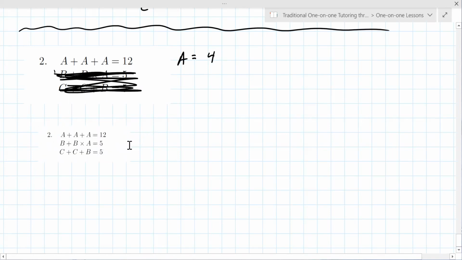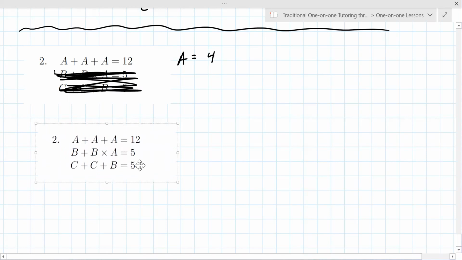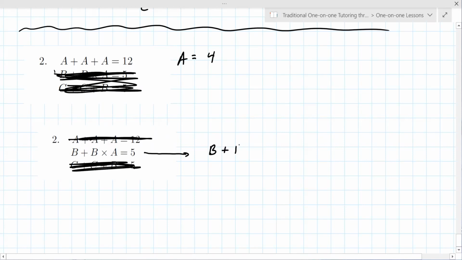Now that we have our given information here, the second line. There's too much going on here, so you've got to just cross those out. B plus B times 4 equals 5. Why did I put 4 there? Because a is 4. So B times 4 is 4B. And how many B's do you have here? You have 1B here and then 4B here.